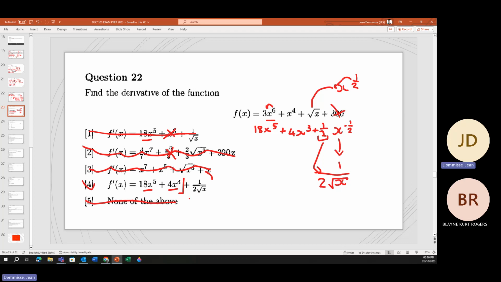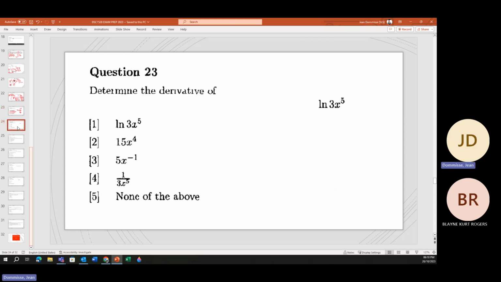Okay, so let's look at the next question. Question 23. Determine the derivative of, okay, and it's way to the side, ln 3x to the power of 5.